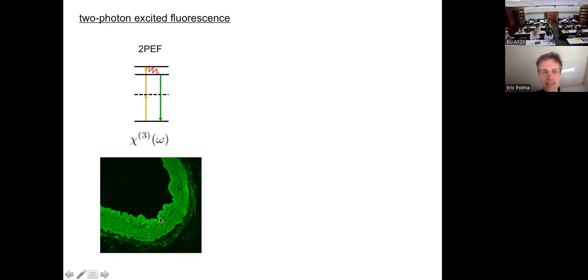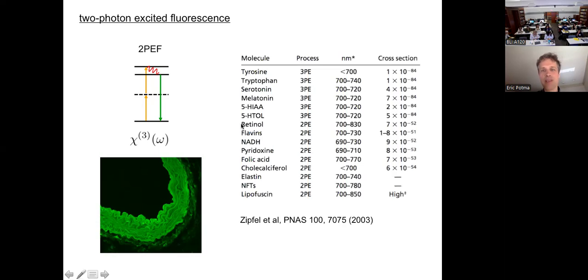of elastin in tissue, but there's a whole bunch of things that actually fluoresce and are very good at responding to a 2-photon absorption process. So this list of molecules are popular targets in 2-photon excited fluorescence microscopy, and they produce reasonable signals. You also see here 3PE, that is 3-photon excited, and 2PE. So both 3-photon and 2-photon excited processes can give rise to fluorescent signals of naturally occurring chromophores.